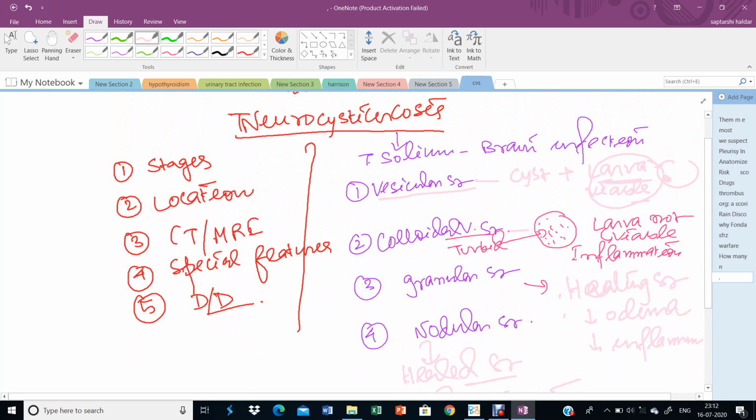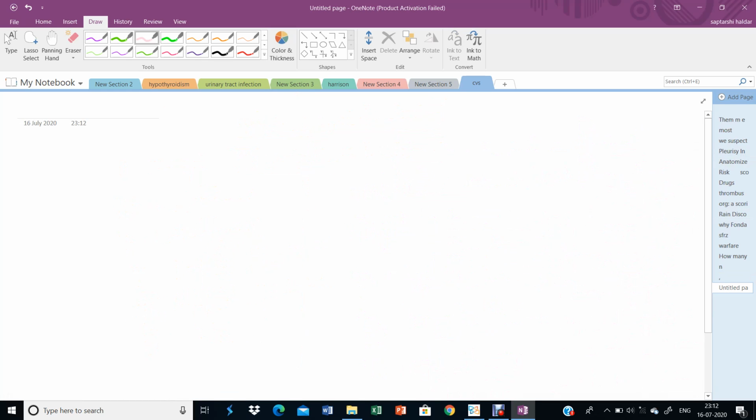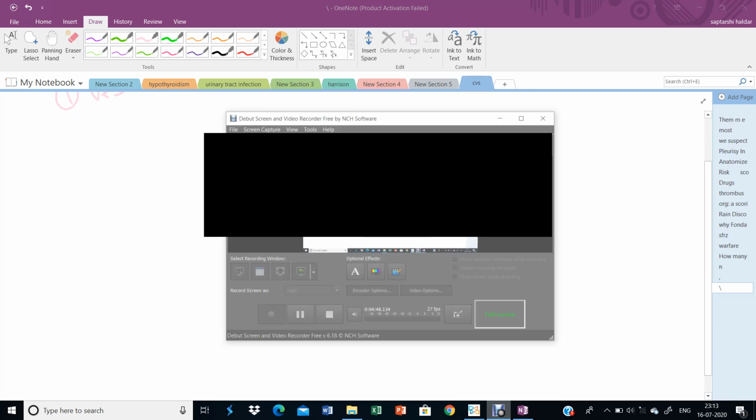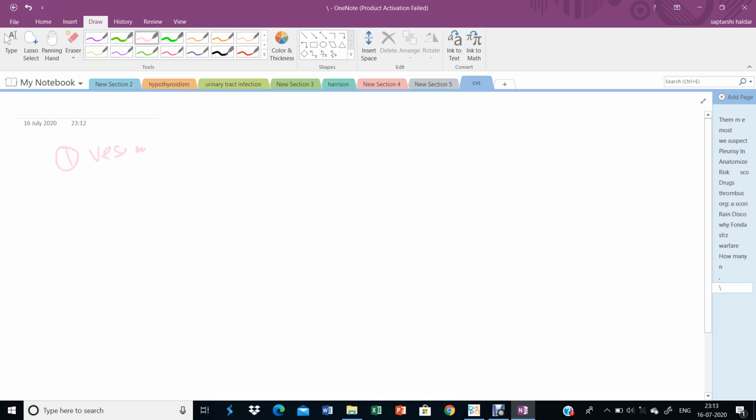We will see the neurocysticercosis, let's see what findings we will get. So what stages did we get? We got the vesicular stage, second is colloidal stage, third is granular stage, fourth is nodular stage.